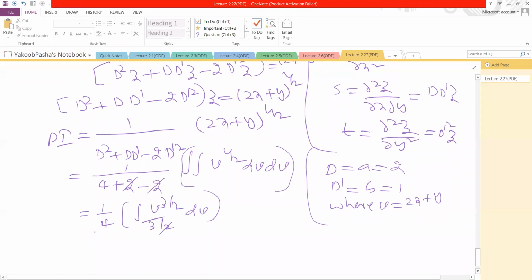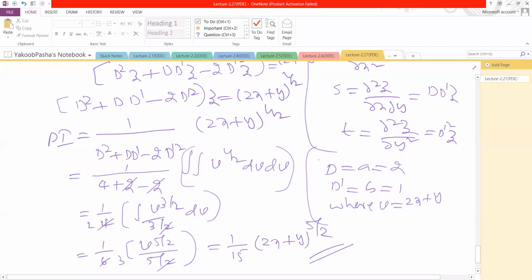So here, this is equal to 1/6 times the integration of v^(3/2), that is v^(5/2) divided by 5/2. So here we put this: it is equal to 1/15 v^(5/2). We know that v = 2x + y, so (2x + y)^(5/2). This is the particular integral of the given differential equation. 1/15 v^(5/2), and we replace v with 2x + y at last.